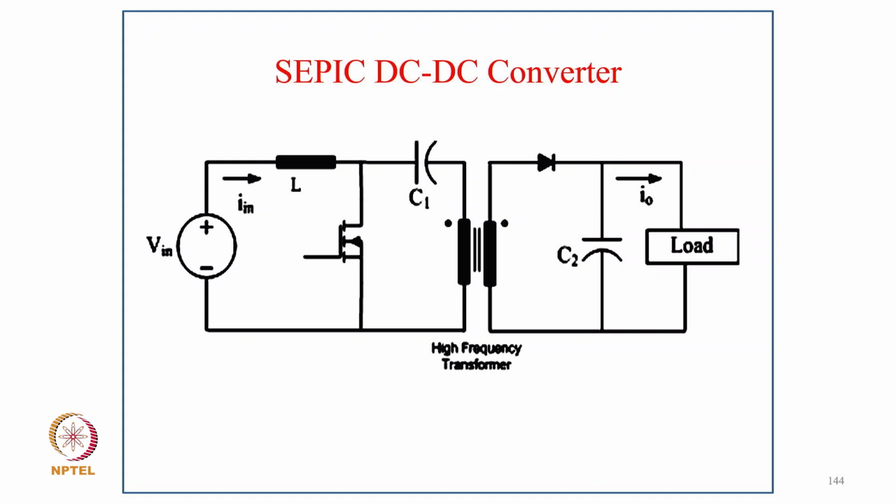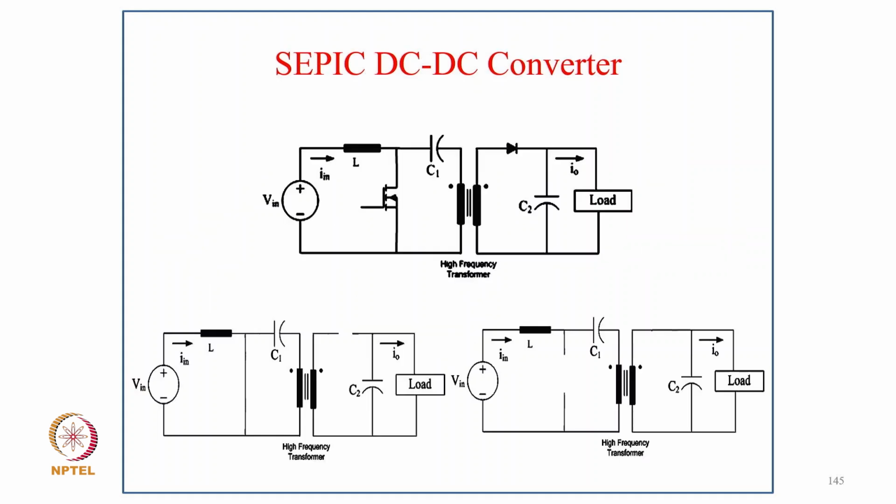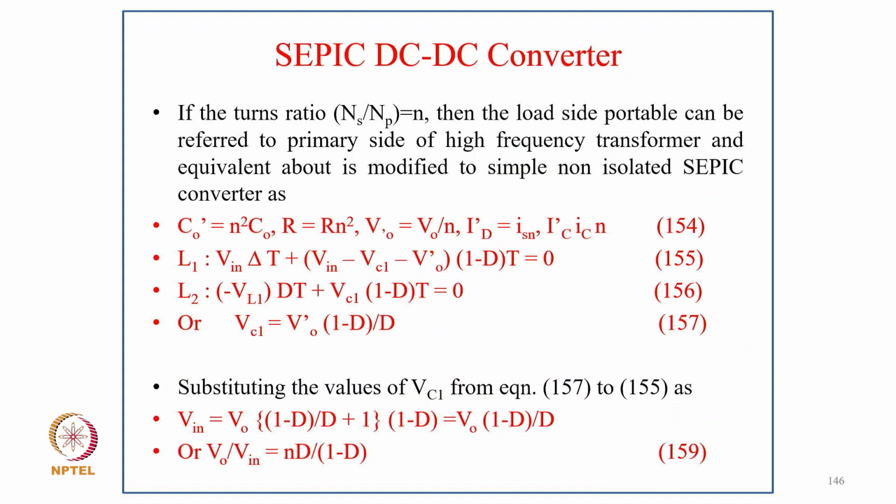This is the typical SEPIC converter, with single-ended primary conduction, where the output inductor is made a coupled inductor with the proper turns ratio for getting the appropriate DC output. Sometimes multiple outputs are also there in this, and these are the modes of operation when the switch is on and when the diode is on.